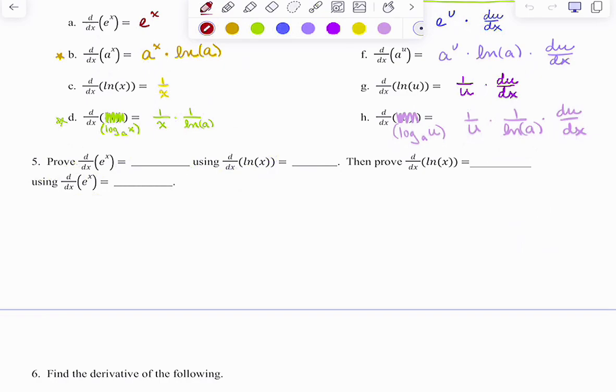So, if we are finding the derivative of e to the x, this is what we start with. So what did we say the derivative of natural log was? We said that it was 1 over x. So the derivative with respect to x of the natural log of x equals 1 over x. How can we prove the derivative of e to the x? What do you think first steps are going to be? Can you put e to the x in natural log form? Yeah.